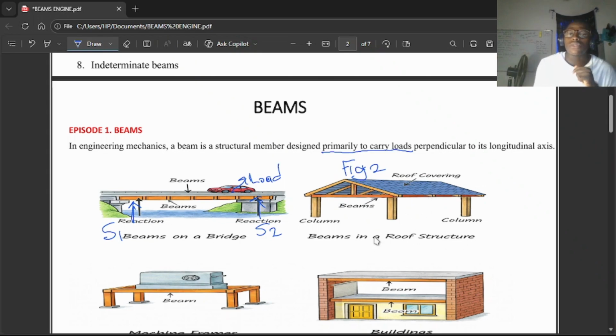Now look at this roof structure. What are you seeing? You are seeing your columns. One, two, three. What are the columns holding? The columns are holding the beam. So basically, what can you say your column is? We can call this S1 to be our support 1. You can call this S2 to be our support 2. And you can call this S3 to be our support 3.